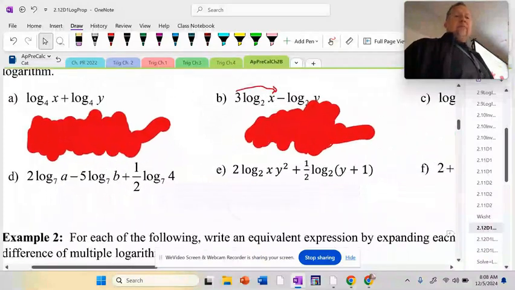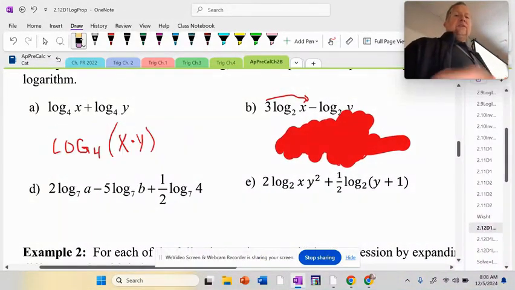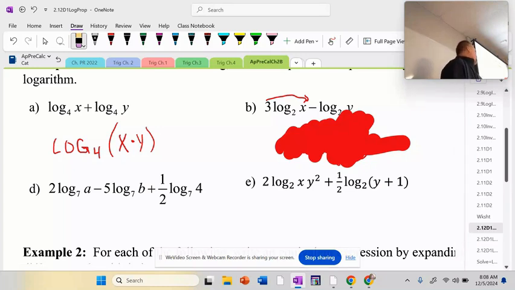Okay, here we go. We okay with this? Log base 4 of x times y. You don't need the parentheses. I just wanted to reinforce that condensing means bring to one logarithm. All right, and it is log base 4 of that product.